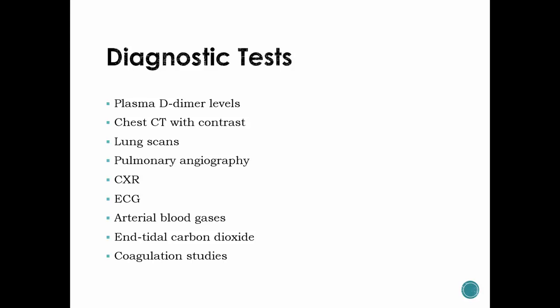Pulmonary angiography is the definitive test when other tests fail to basically verify the presence of an emboli. Your chest x-ray may show some pulmonary infiltrates and effusions. Your ECG is to rule out an MI, because a lot of times their symptoms may be similar to those of an MI. Arterial blood gases are going to show hypoxia. Your end-tidal carbon dioxide is done to evaluate alveolar perfusion. Your coagulation studies are used to monitor response to therapies.